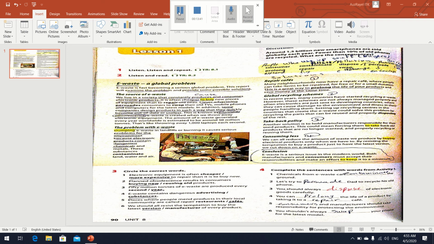electrical products. Okay, so in conclusion, e-waste is a serious issue in the modern world. Both manufacturers and consumers must accept their responsibilities and make an effort to keep it to a minimum. So this e-waste problem is a problem for everybody, and everybody should be responsible about it, whether they are the consumers of the electrical stuff or the producers of these electrical stuff. So both of them should make an effort to keep it to a minimum, which means to make it as less as possible.